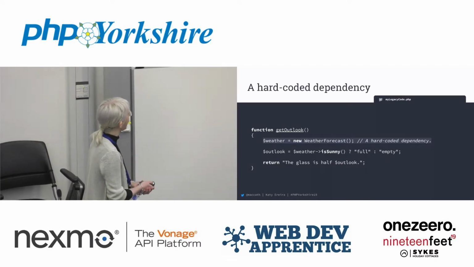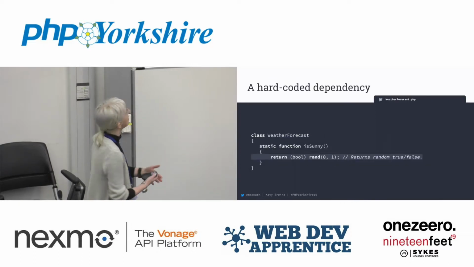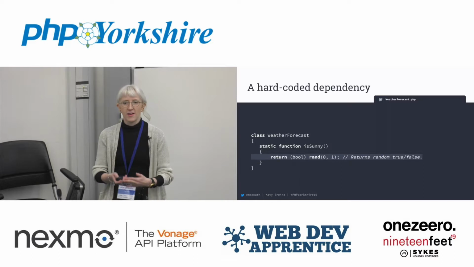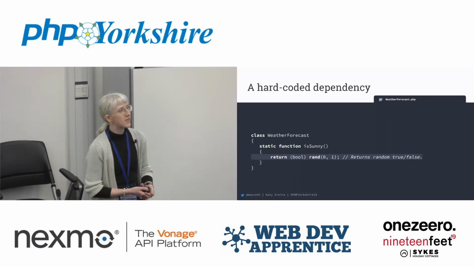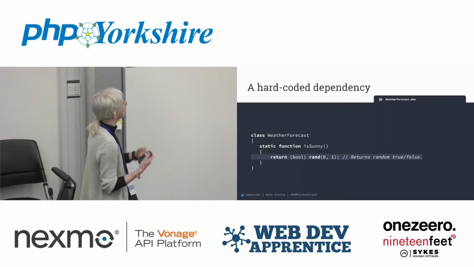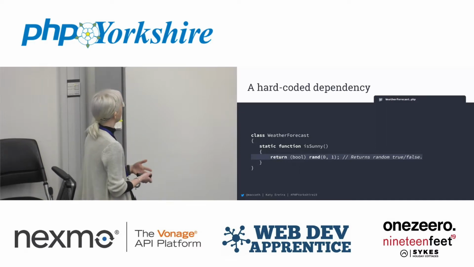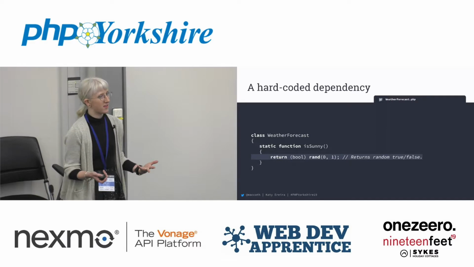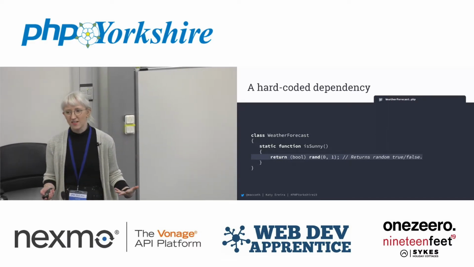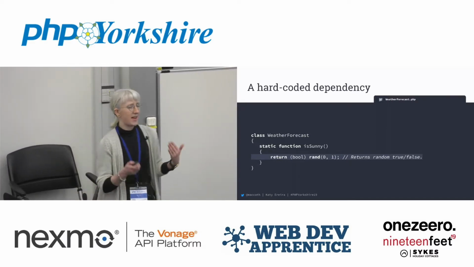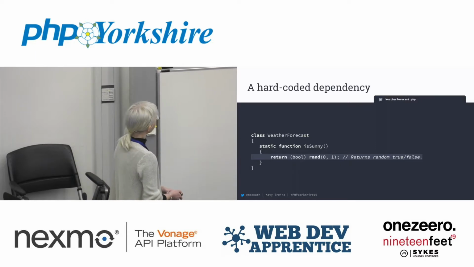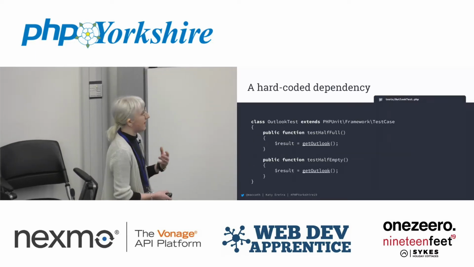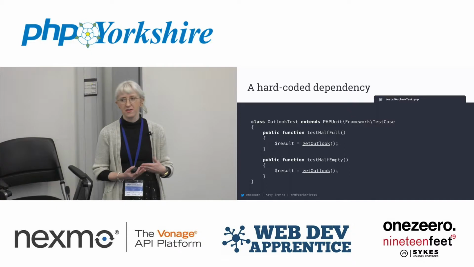So how can we deal with this hard-coded dependency? Or let's have a look at what it is. No one can predict the weather. I mean, the meteorologists try to. It often doesn't really work. And in the case of our weather forecast class, similarly, it can't predict the weather either. In fact, it just returns true or false. It's completely random. And we have two outlooks on life as a result of the weather.